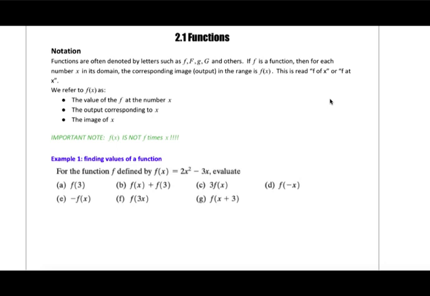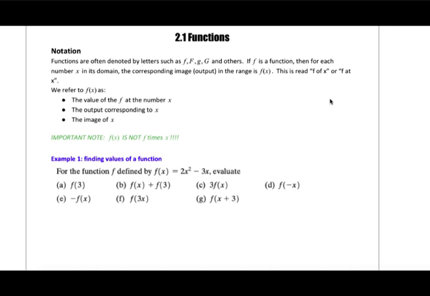So as with many things in mathematics, we have some notation for functions. All this notation is just really a way for us to write things concisely and quickly. So we often denote functions by letters: f, g, it could be capital or lowercase, h, almost any letter we can use to represent a function.